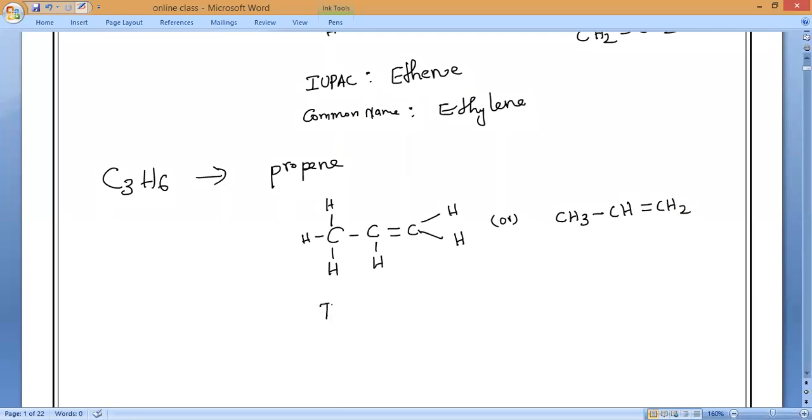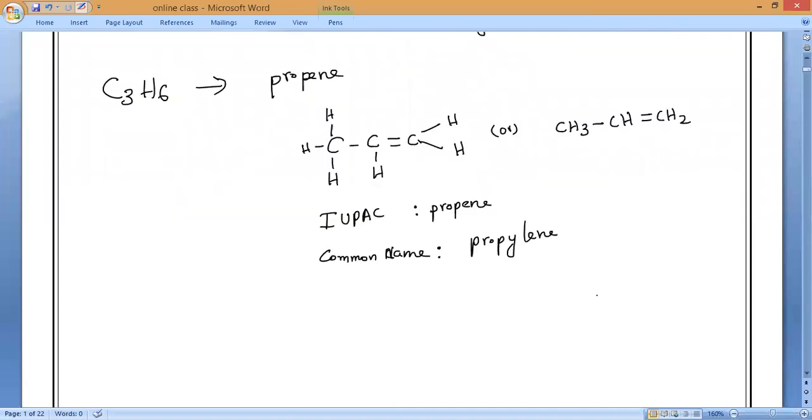So now, the IUPAC name of this one is propene. And if we take the common name, what will come, guys? Propylene. Okay, propylene. Only the last words, ene, you should check. So that is what will happen. Next.